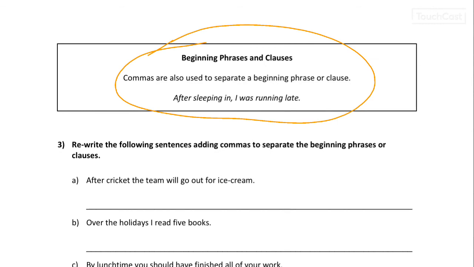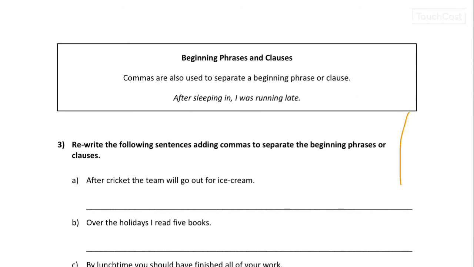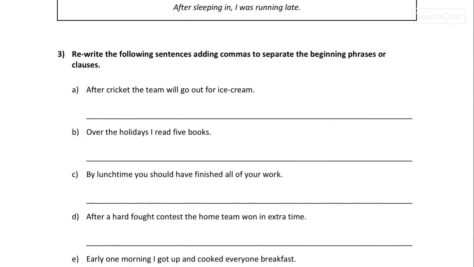So when we add that bit of information at the beginning, we have to put a comma before we then say what our main information is. So if we go down here, we can rewrite these sentences with putting the comma in the right position. So after cricket, the team will go out for ice cream. That one's similar to up there, after sleeping in. What's the beginning clause there? After cricket. We could say the team will go out for ice cream. We can add at the beginning, after cricket, to say when.